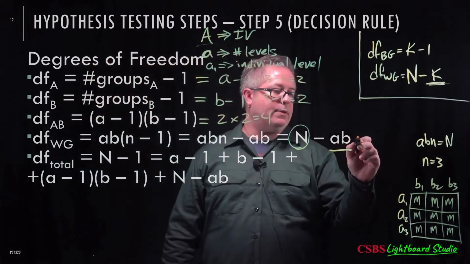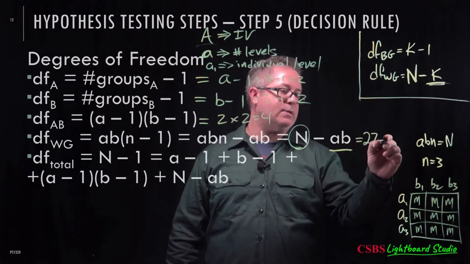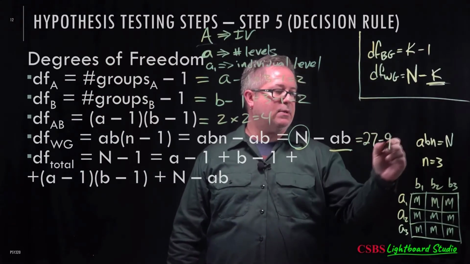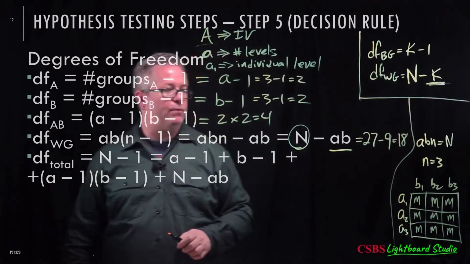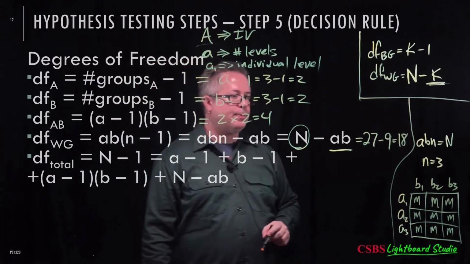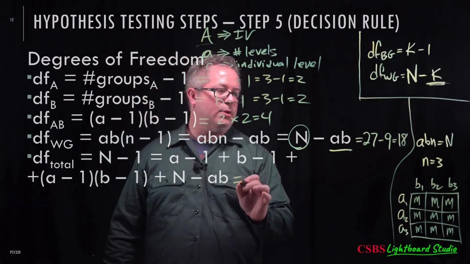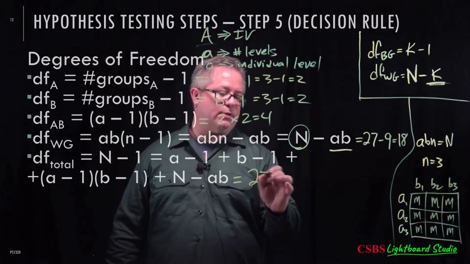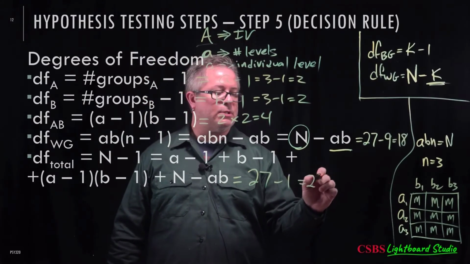I have 27 people minus my 9 cells. Right? That means I have 18 degrees of freedom there, 18 degrees of freedom for within groups. And for total, even though it has all this stuff here, it really comes down to just being our 27 total participants minus 1, which means there's 26.